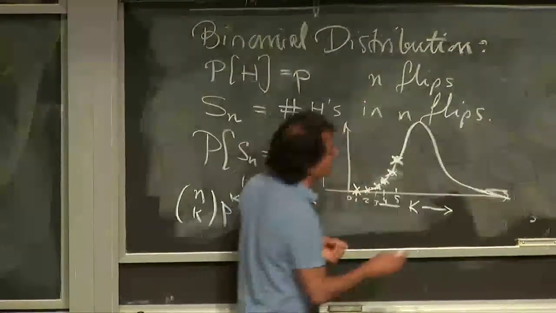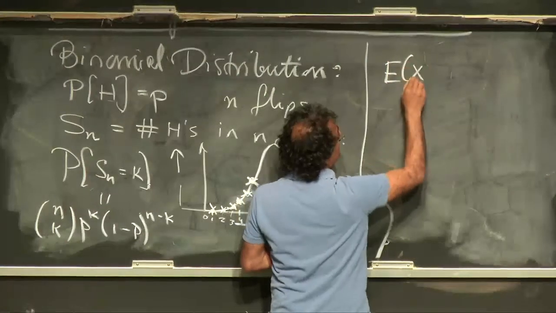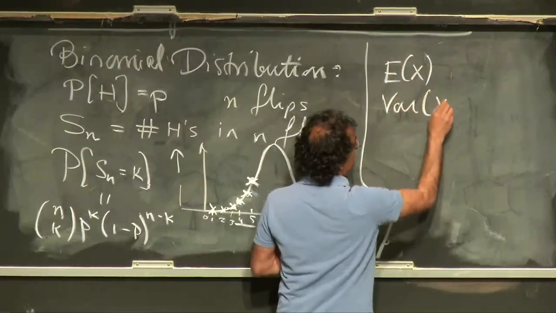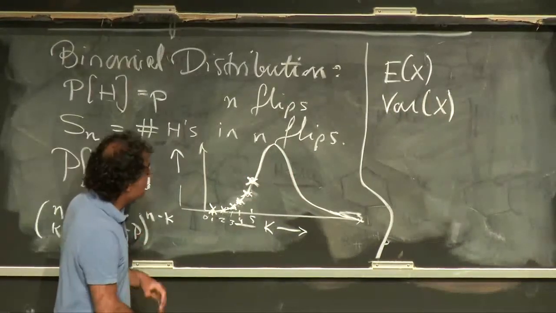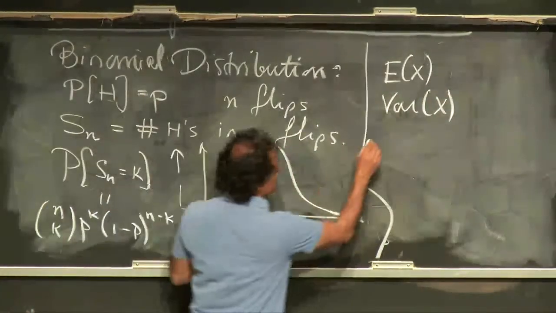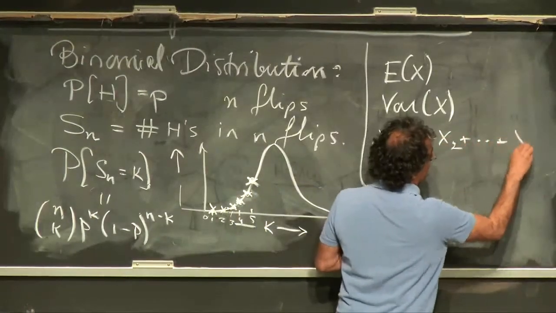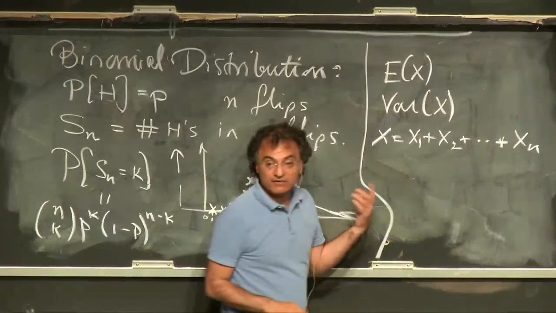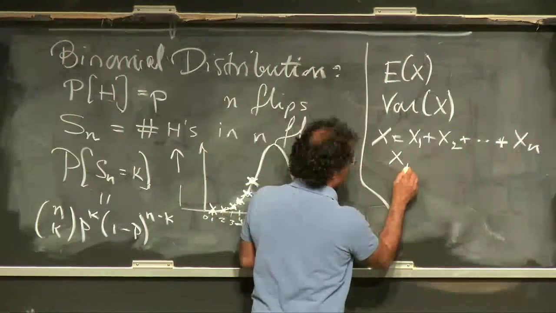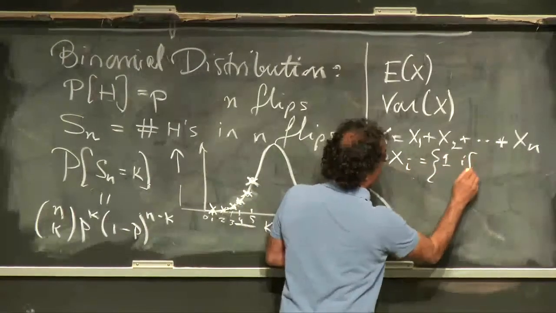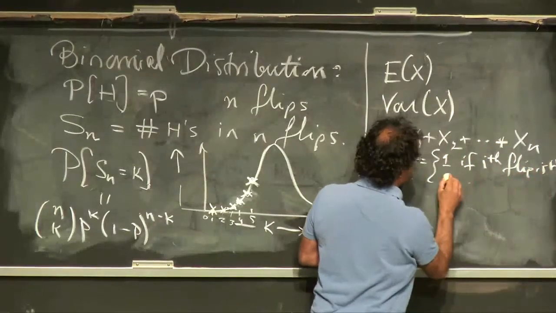Now we also talked about what's the expected value of x and what's the variance of x. In order to write down the expected value and the variance, what we did was we wrote x as x1 plus x2 plus dot dot dot plus x sub n, a sum of n random variables. X sub i is 1 if the ith flip is heads, and 0 if tails.